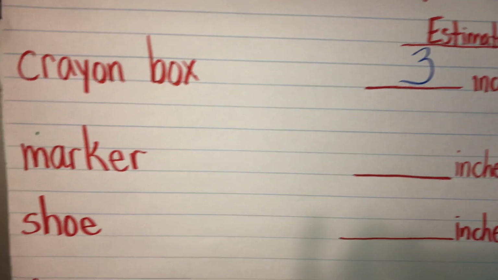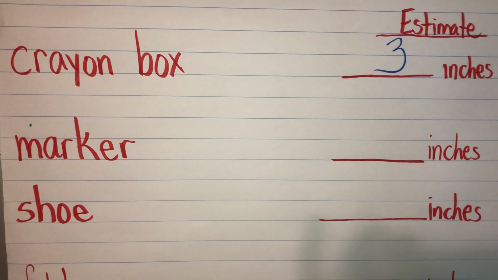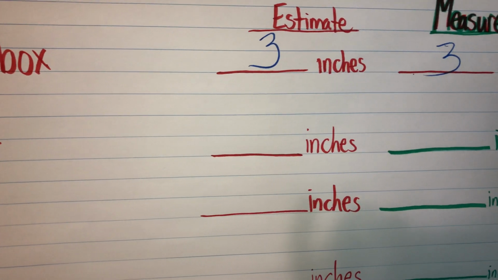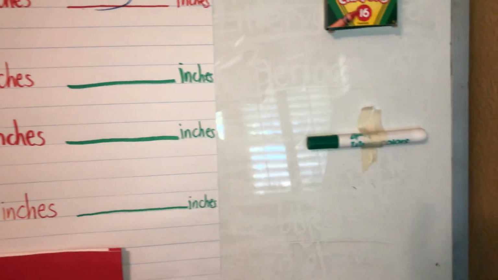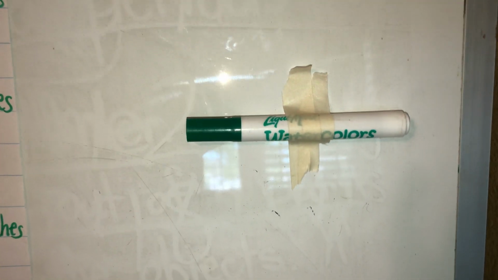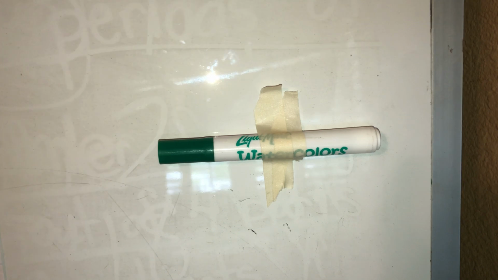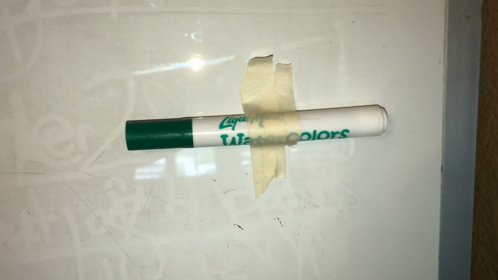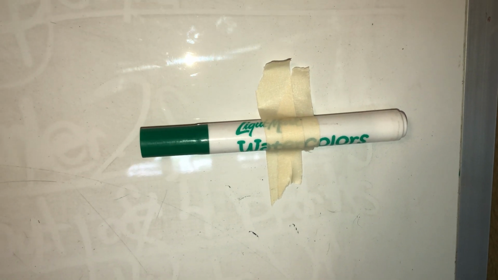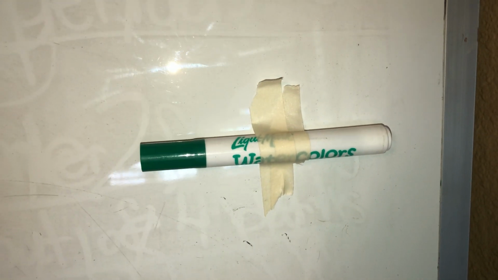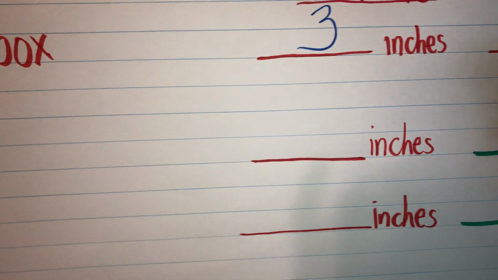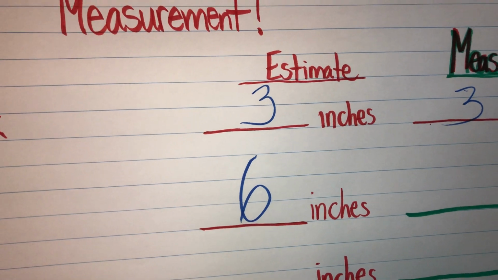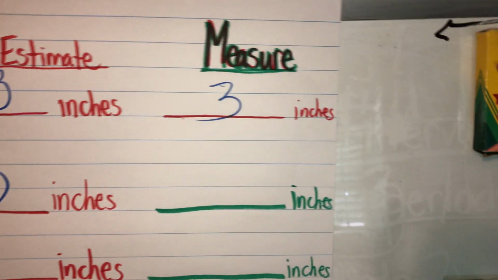Now, the next object that I'm going to measure is a marker. And once again, I have the marker here taped to the whiteboard. And before I actually measure it, I'm going to estimate. So, well, I know how big a quarter is. I'm going to say 6. Okay, I'm going to estimate 6 because I think maybe it's about 6 quarters long. Okay. And now I'm actually going to measure it.